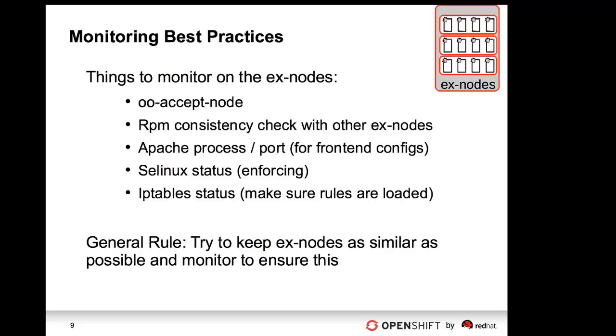And then we do the exact same RPM consistency check, but only with other nodes of the same type. So we group them into the different groups of node types, and then we do the consistency check just in those subgroups. So and then we also do Apache process and port for the front end configs. SELinux status, so we ensure that it's always enforcing.